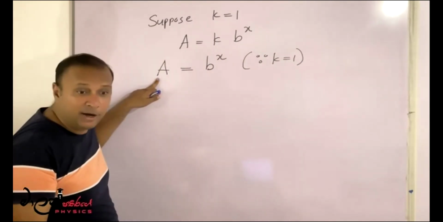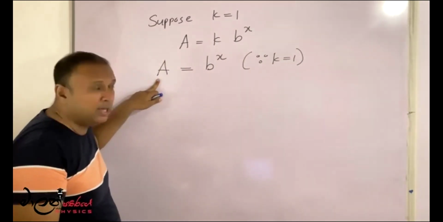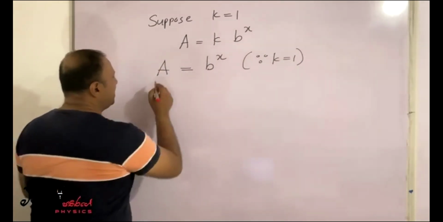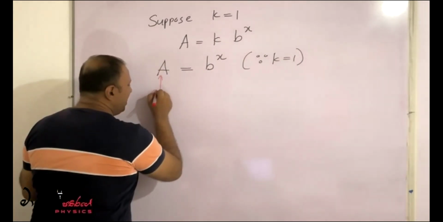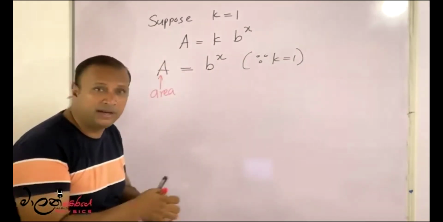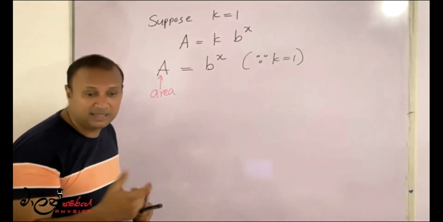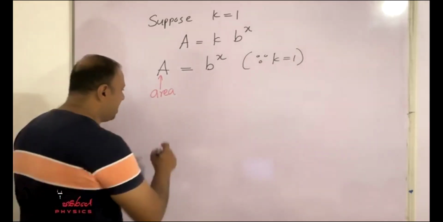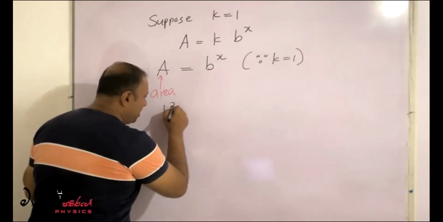Now A is area. Therefore, I know the dimension of the area. This is an area. What is the dimension of area? L square. Yes, L square.